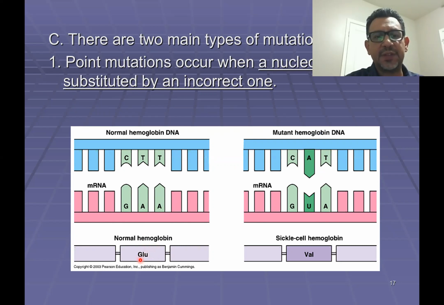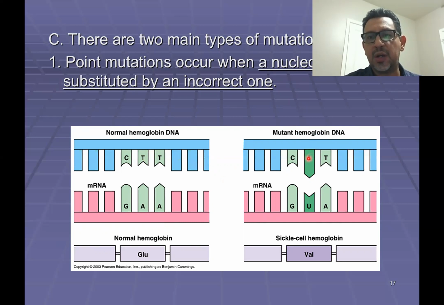And this amino acid is needed for hemoglobin to fold in the globular shape that it needs to be in order to transport oxygen and carbon dioxide as well. But in people with sickle cell disease, a mutation happened, we don't know exactly when or where in the African continent, and this middle T was substituted for an incorrect base, which in this case happens to be A.